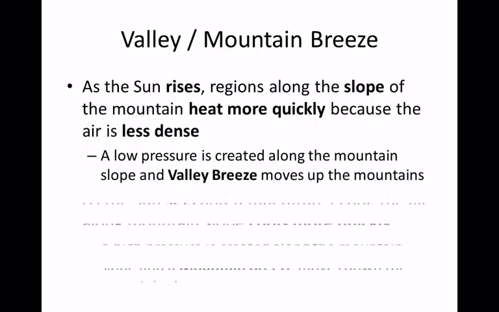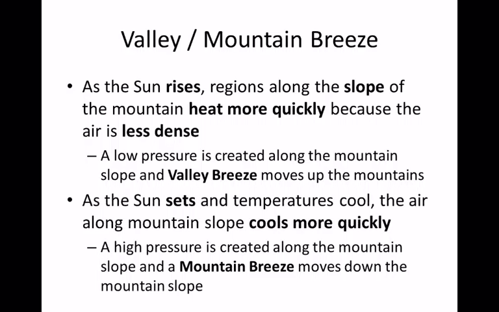In the evening, the opposite occurs. That thin air up there will cool more quickly, and it will create a high up there. What's it going to do? It's going to go down, so we call that a mountain breeze. So you have a valley breeze during the day, a mountain breeze at night.